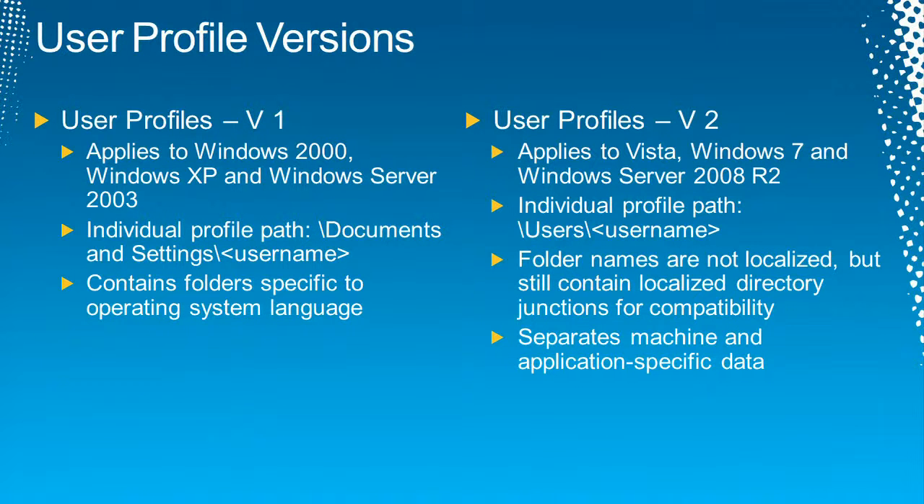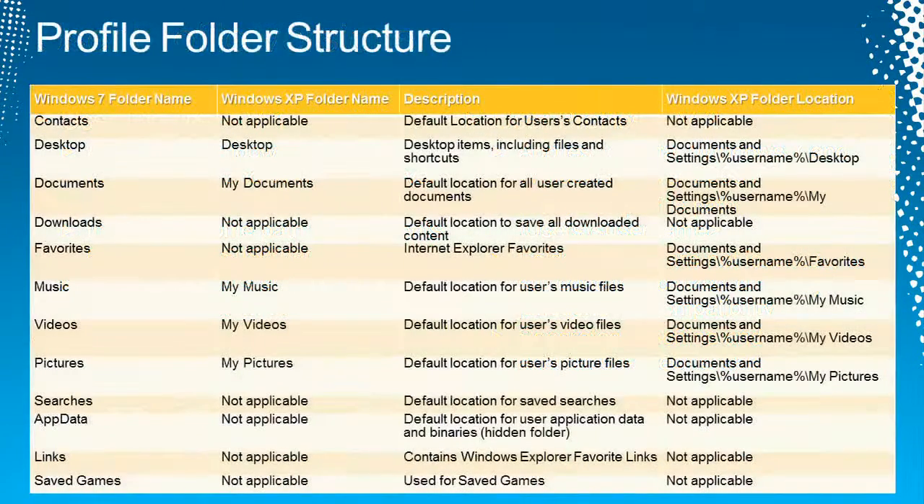So running Windows XP side by side with Windows 7 causes challenges if you're using roaming profile. The same is true for Windows Server 2003 running side by side with Server 2008 R2. So we have different profile folders. I'm going to show you these things later.